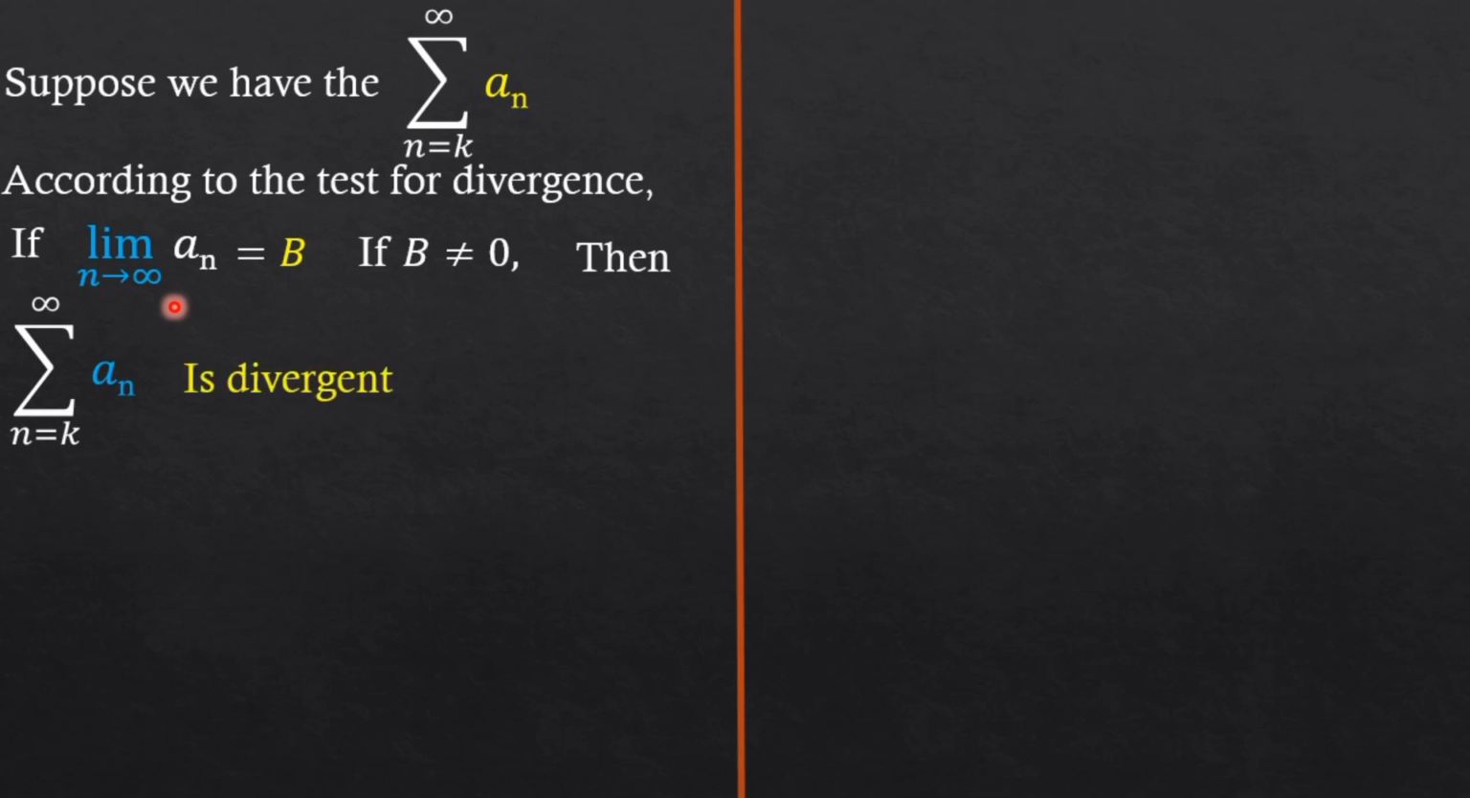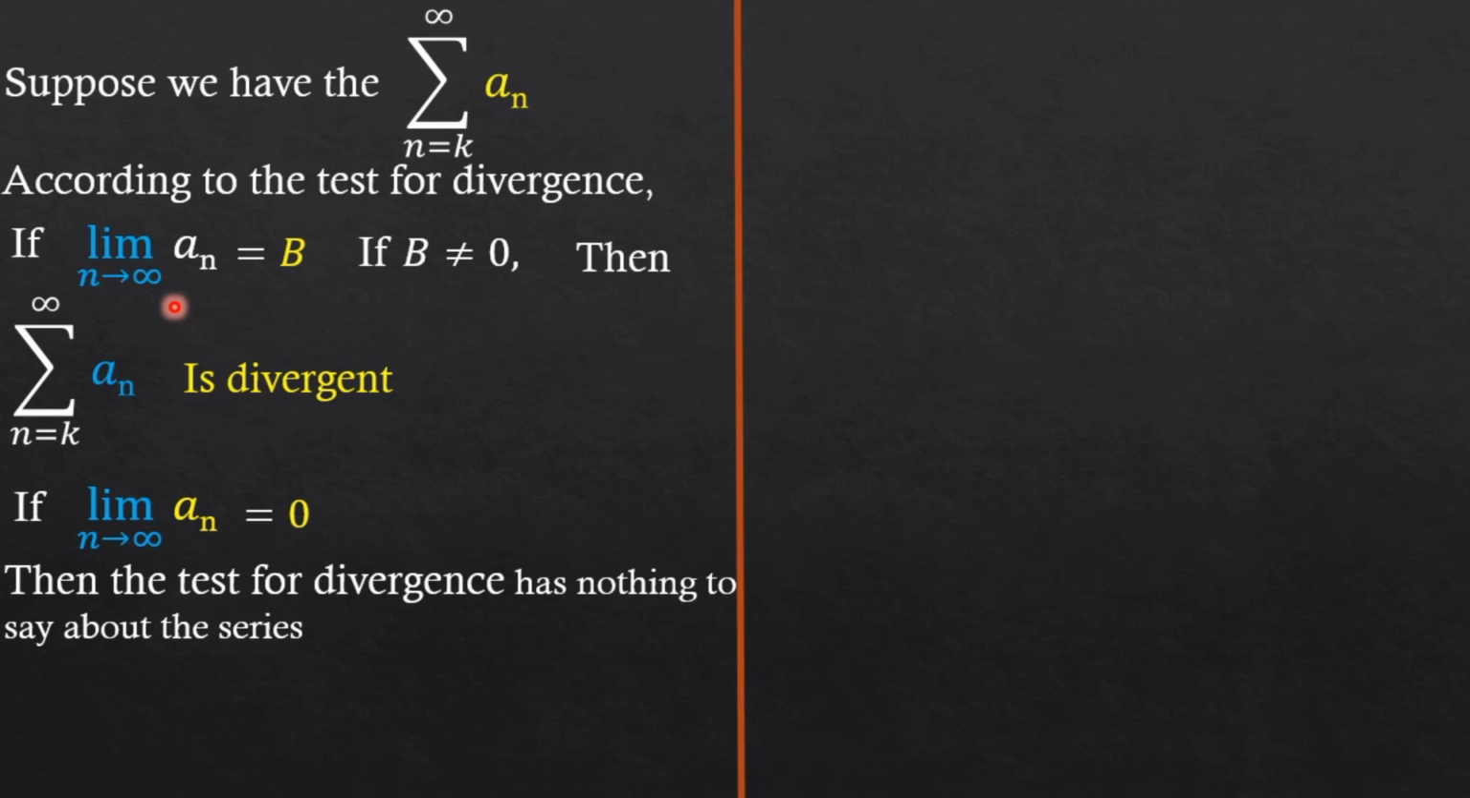Great. But friends, what if the limit as n goes to infinity of an gives us 0? In such a case, guys, the test for divergence has nothing to say about the convergence or the divergence of this series. Like I said initially, guys, the test for divergence simply seeks to filter all those series that are divergent. Great. All right. So guys, let's have this important note.